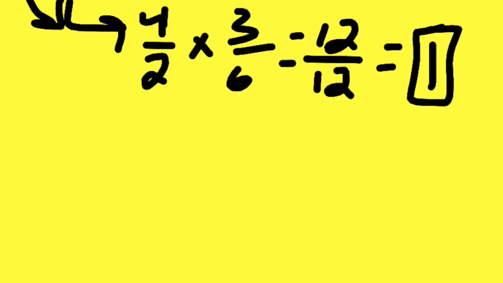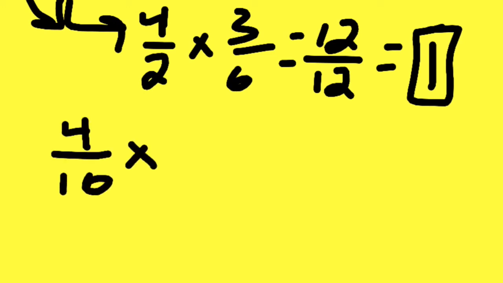Let's say you have 4 over 16 times 3 over 9. So what you can do is multiply the numerator and denominator, but you will notice that there will be some reducing to do. So what you can do instead is use this canceling method.